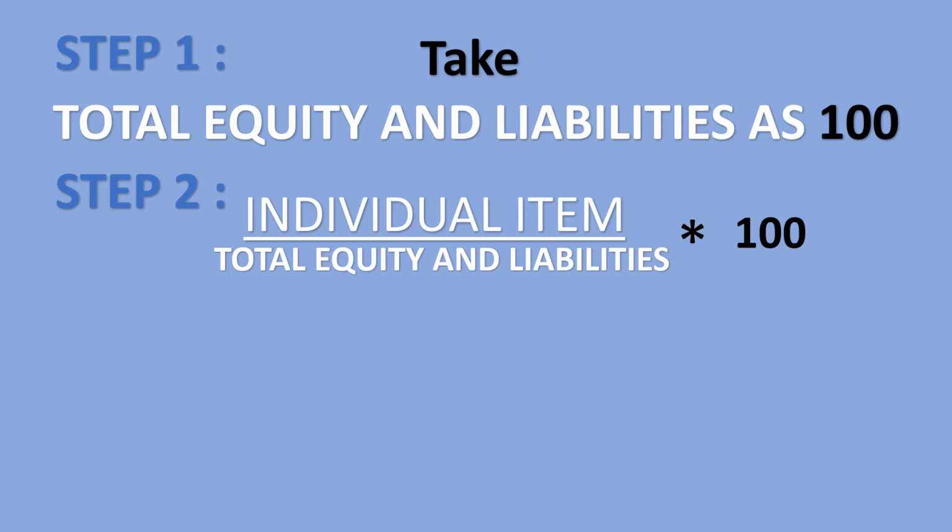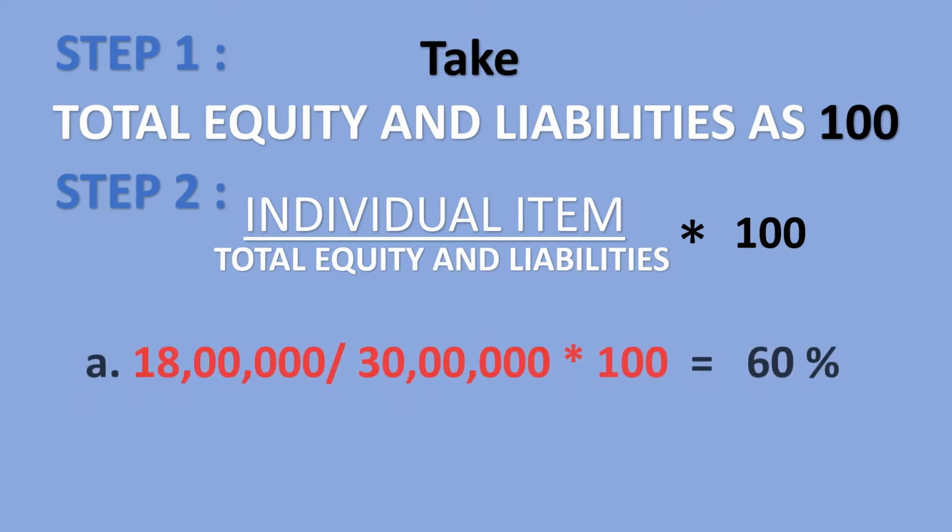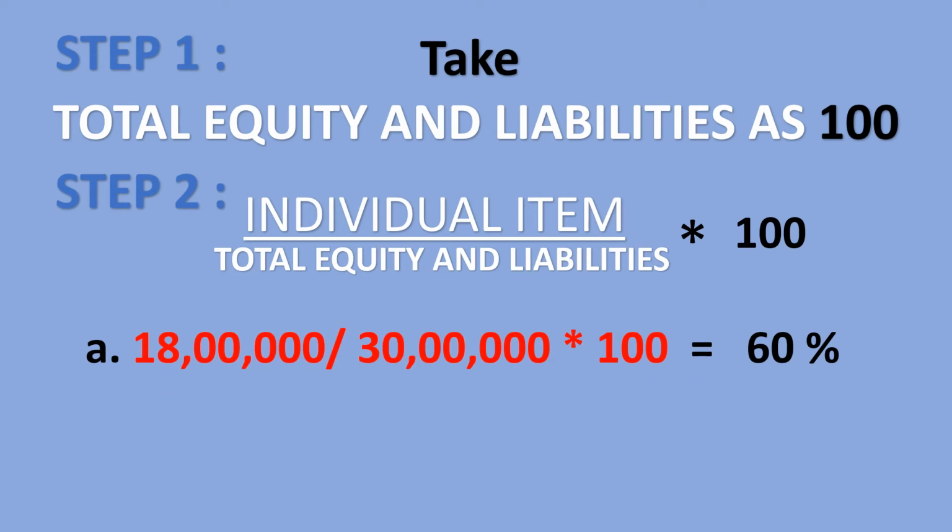So what is the total equity and liabilities? In the case of the 2018 year, it is 30 lakhs total equity and liabilities. And if you look at the share capital, that is 18 lakhs. So the sum goes like this: 18 lakhs divided by 30 lakhs into 100, that is 60 percentage, which means out of 100 total equity and liabilities, the company's share capital is 60 percentage.